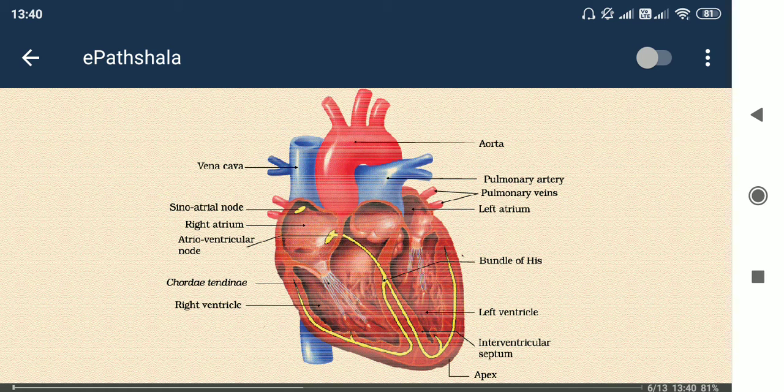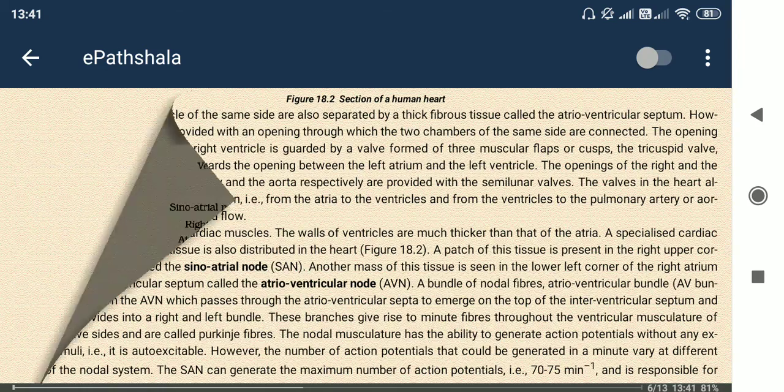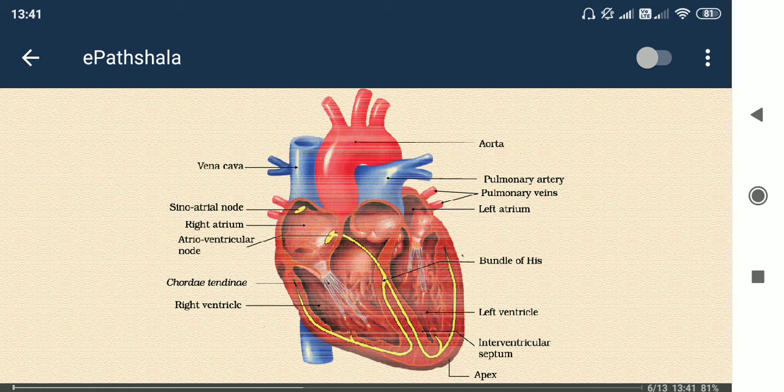So what happens in between the atrium and ventricle? There is a valve, known as the bicuspid valve or tricuspid valve. We need to remember which side they are located. On the left side, this is the bicuspid valve. Another name for the bicuspid valve is the mitral valve. So we need to remember that the bicuspid or mitral valve is located on the left side, and on the right side, this is the tricuspid valve. So you can see, two atria and two ventricles.